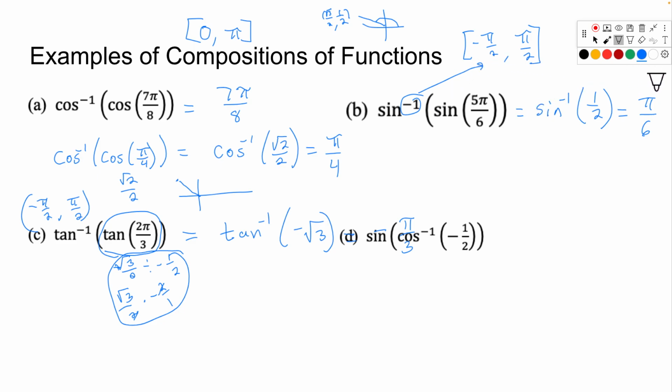And this one, let me erase this part. So we can also do compositions with sine and cosine, and again, they don't undo each other directly, but now what we can do is find out what is the inverse cosine of negative 1/2. That's going to be in the second quadrant, right? And if we look at our unit circle, I believe that one is 2 pi over 3.